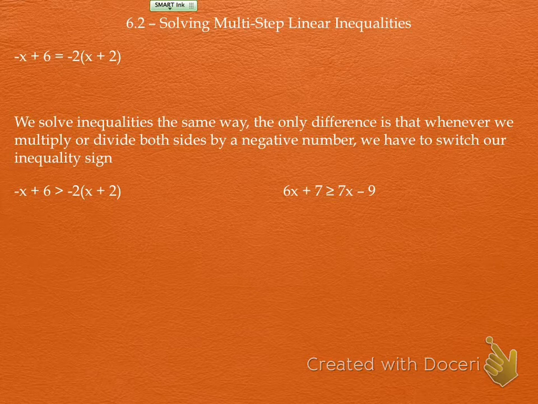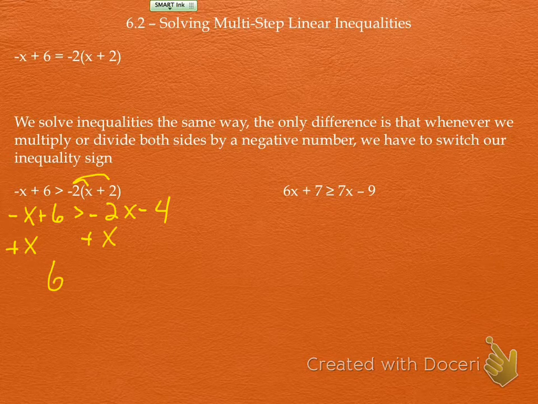So in this first example, the first thing that I'm going to do is distribute the negative 2. So you get negative x plus 6 is greater than negative 2x minus 4, or plus negative 4 if you want. Then move your x's over to the same side, so I'm going to add an x, add an x. So you get 6 is greater than negative 1x minus 4.